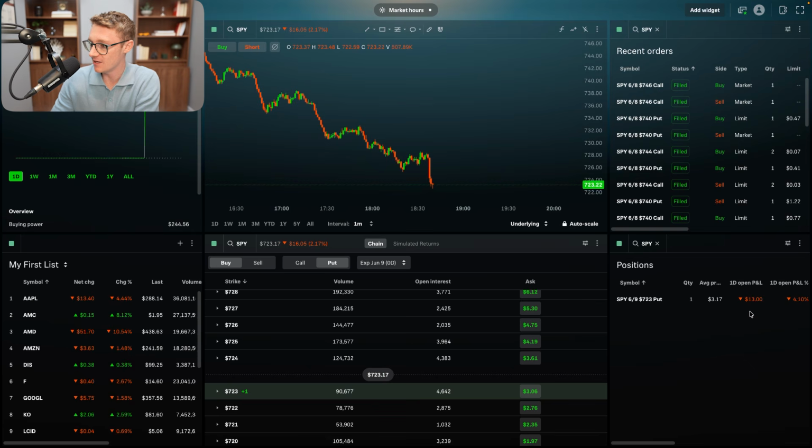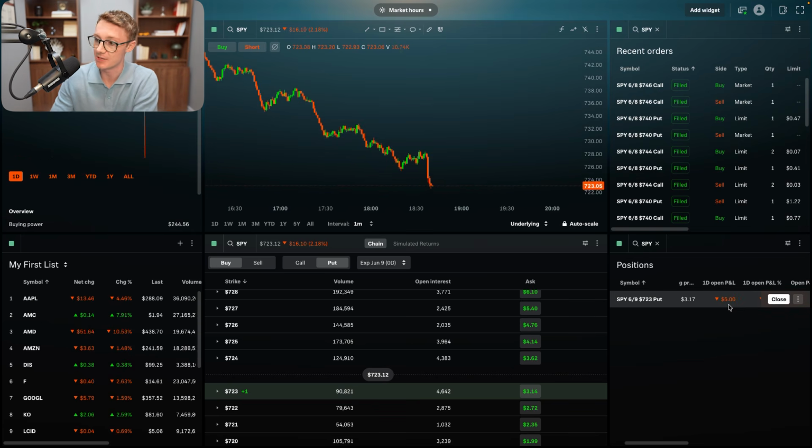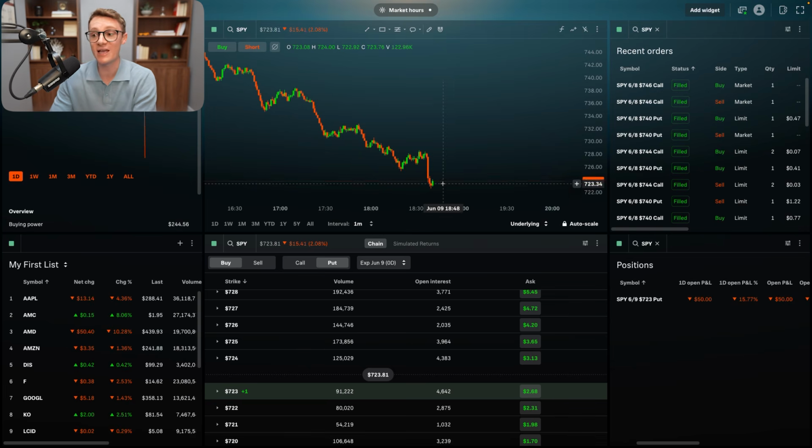And we can see our P&L open, our P&L percentage. So right now we're down $6, or now we're down 11. And you can see how these are fluctuating and they're moving very fast. We're down 2%, we're down $26, we're down 9%. If SPY starts to move up right now, we're going to end up losing money.